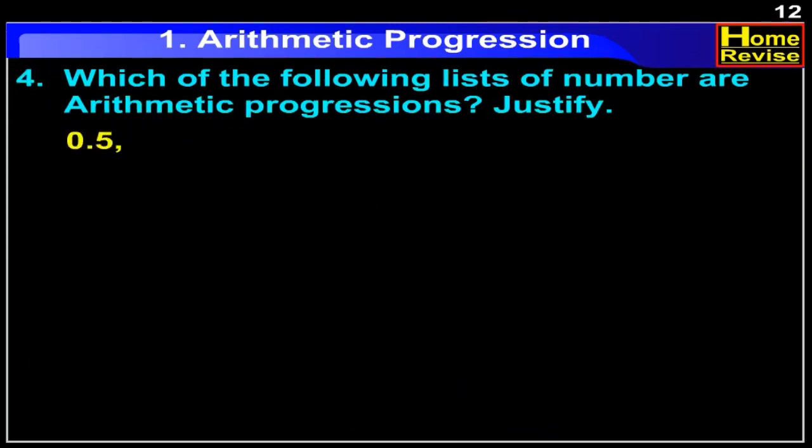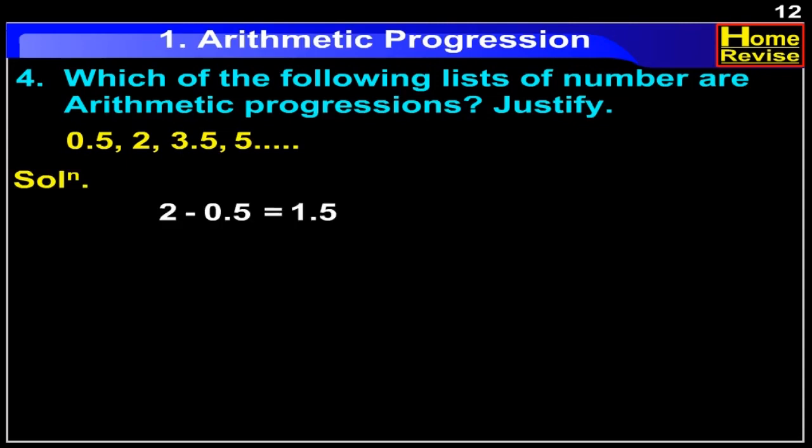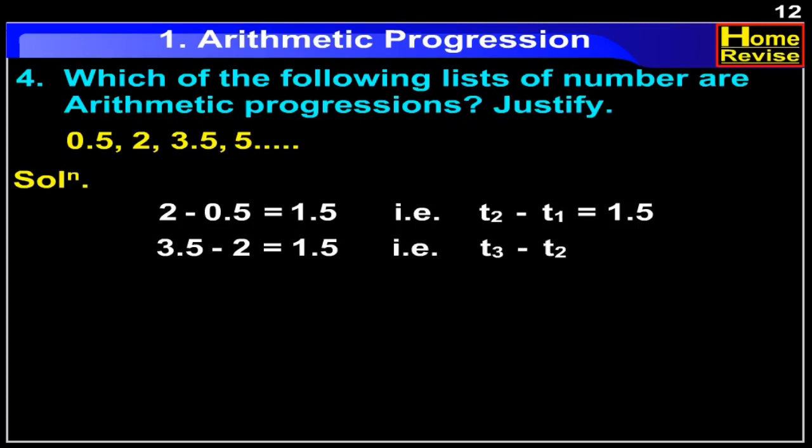0.5, 2, 3.5, 5, and so on. Solution. Here, 2 minus 0.5 is equal to 1.5. That is, T2 minus T1 is equal to 1.5. Similarly, 3.5 minus 2 is equal to 1.5. That is, T3 minus T2 is equal to 1.5.